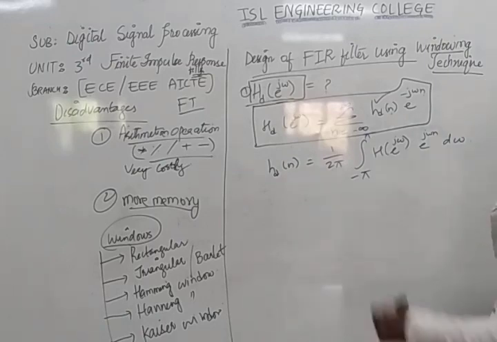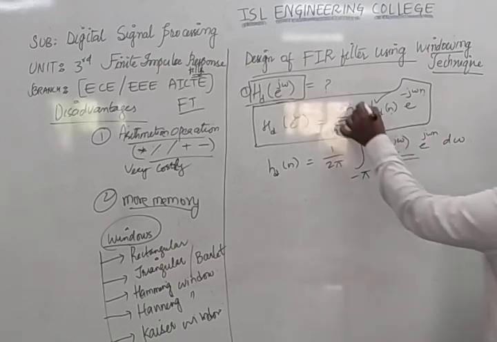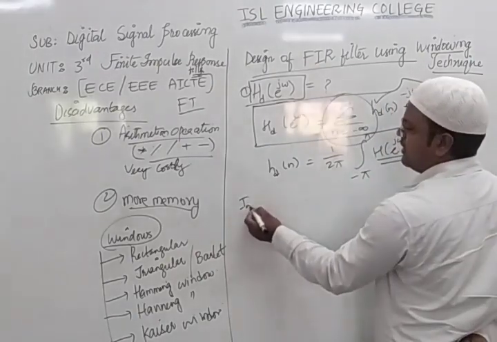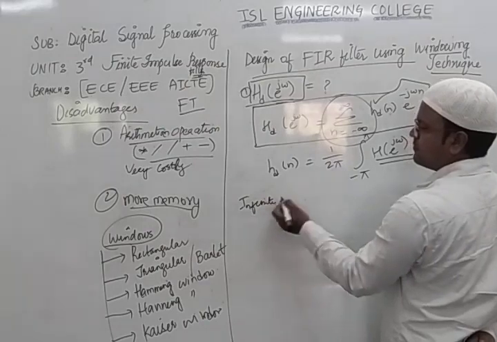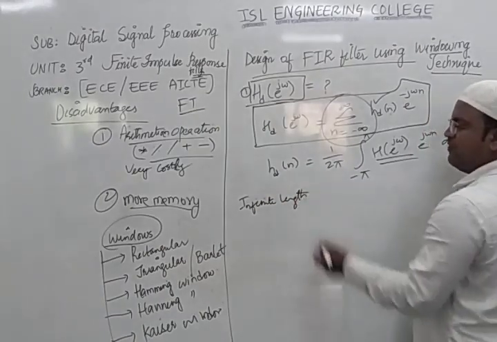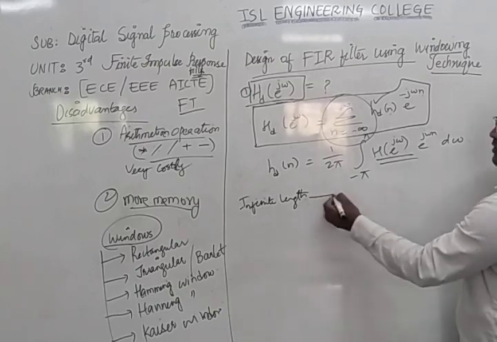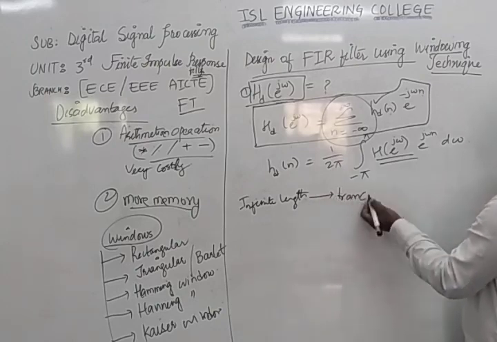So basically, what is this H of e power j omega? We say that it is nothing but a Fourier coefficient. Fourier coefficients have infinite length. As you can see here, it is minus infinity to infinity, which indicates it is of infinite length. But an infinite length we can't find out; we have to make it finite. For that, what will we do? We'll go for truncation.